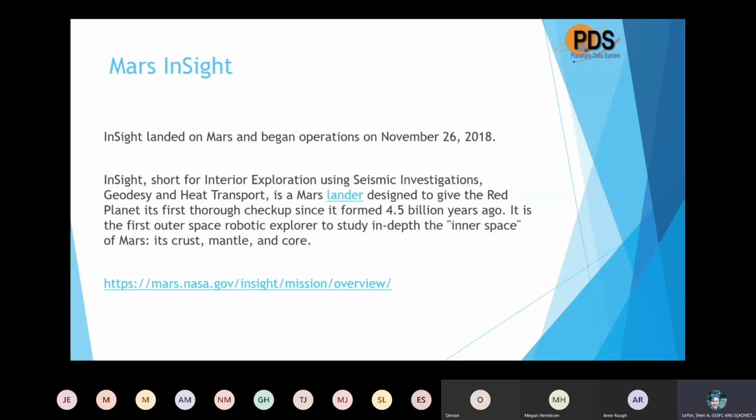So the mission I decided to use as an example is the InSight lander on Mars. One of the reasons I chose it is because it has a very thorough and well laid out and easy to understand archive. And they've done a really great job on their documentation, and they have a really impressive data delivery schedule. So it's like a best case scenario.